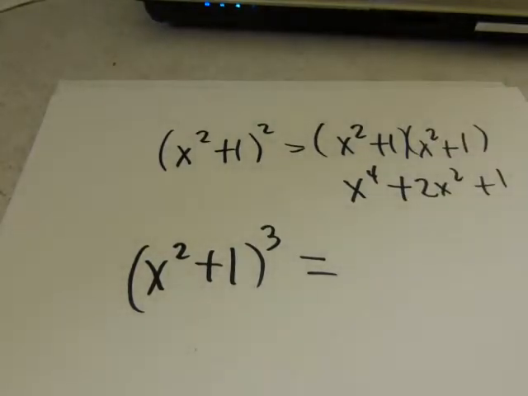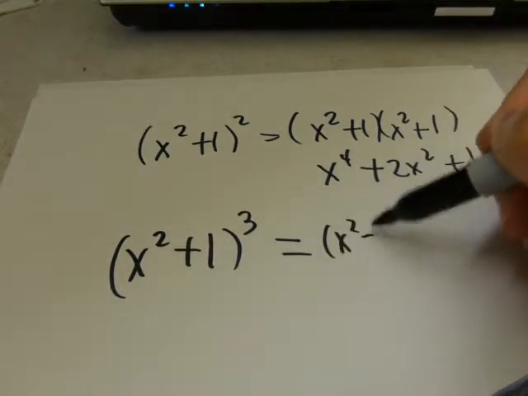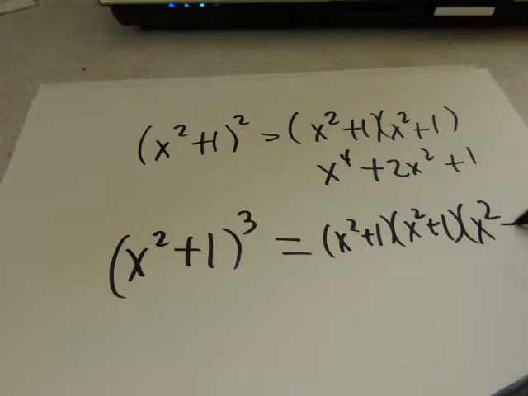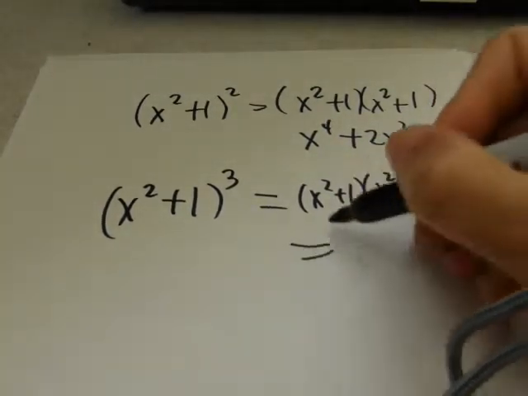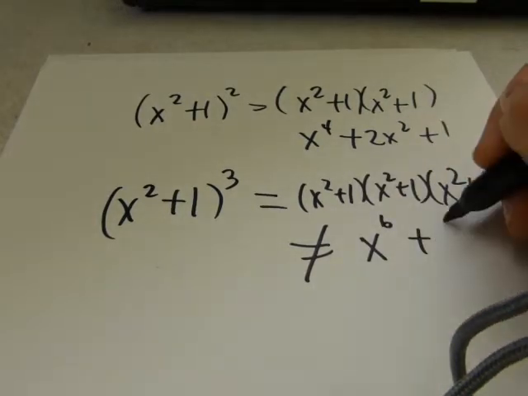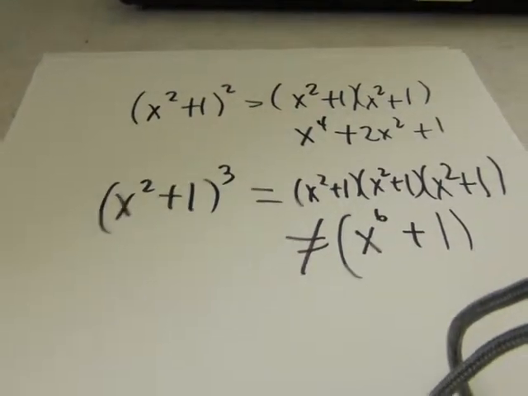The only thing that that's equivalent to is (x squared plus 1) times (x squared plus 1) times (x squared plus 1). It is not equivalent to x to the 6 plus 1. You cannot apply that exponent across the sum.